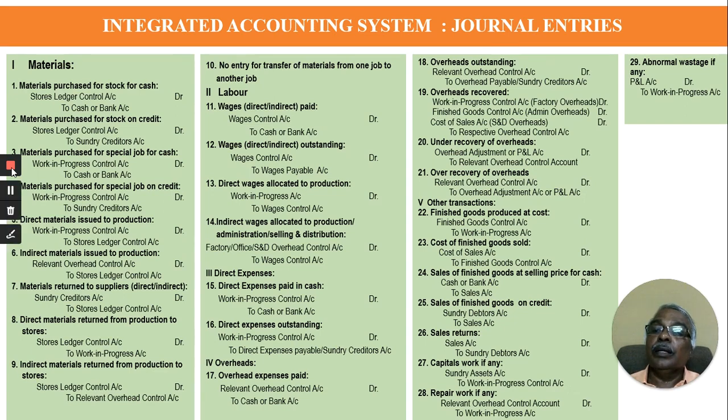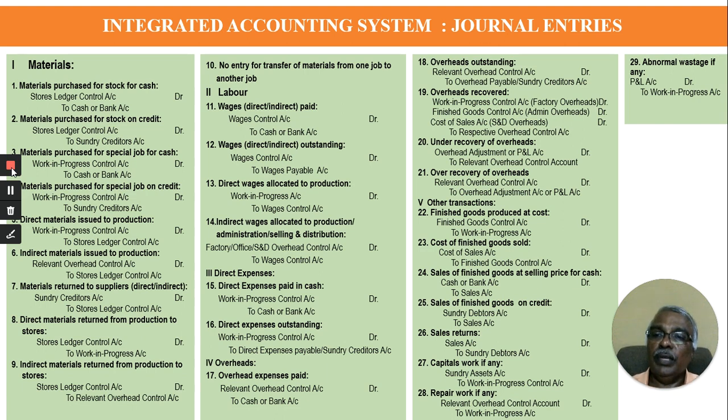Wonderful day. Today, let us discuss the journal entries that need to be recorded in the integrated accounting system. In the beginning itself, I would like to draw your attention that the integrated accounting system is the combination of the financial accounting system as well as the non-integrated accounting system. A very important point that you should note is that the cost ledger control account or the general ledger control account does not appear.